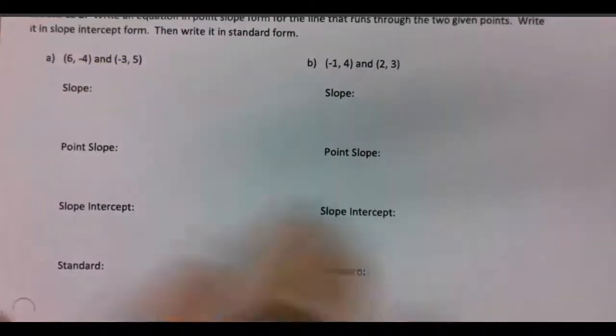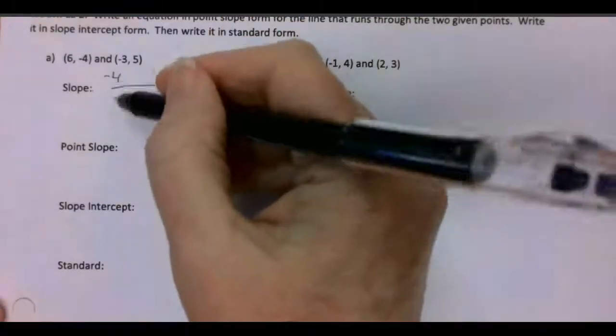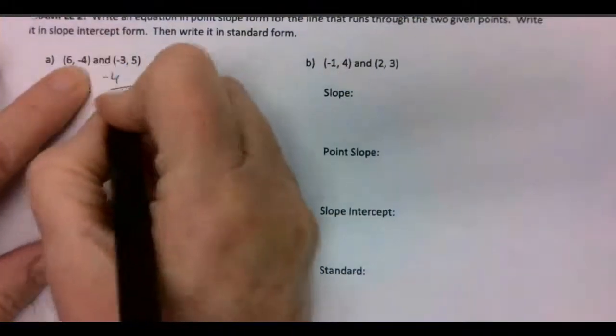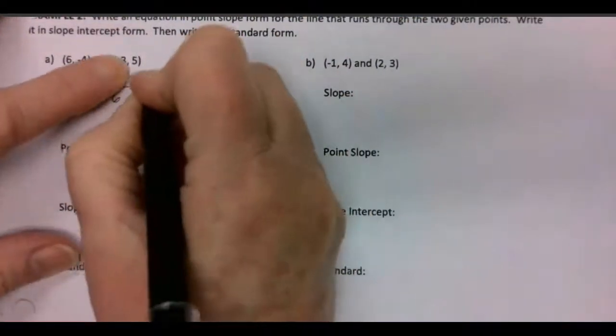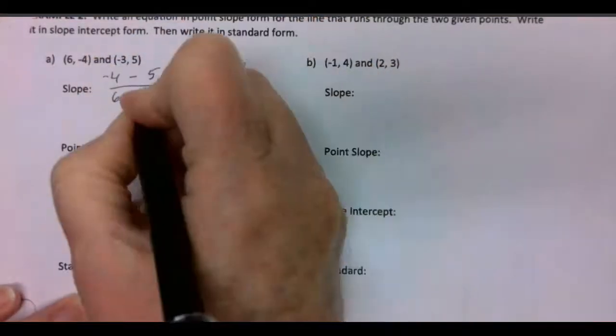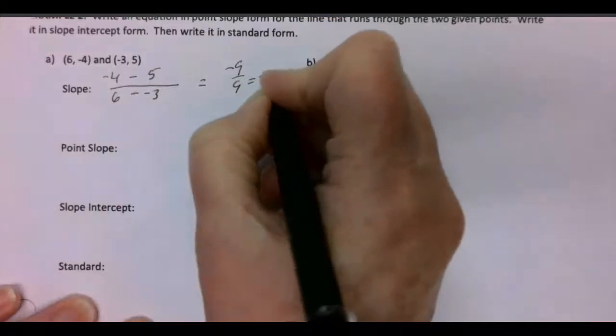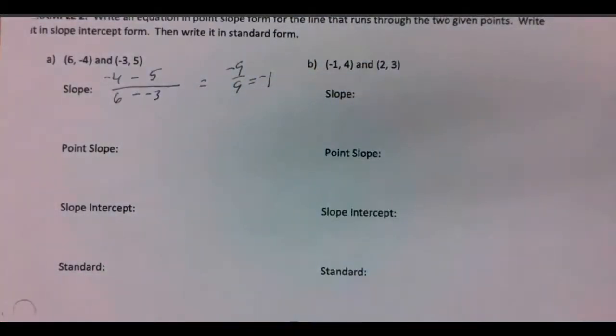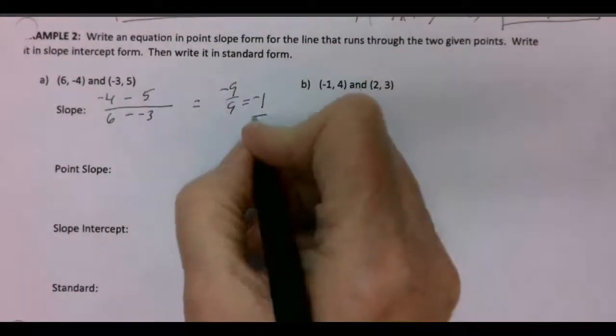So pause yours right now. Find slope. To find slope, you subtract y over x. So I'm going to take that first ordered pair, and subtract, put my y value, put my x value. And for slope, I get negative 9 over 9. Negative 1. Is that what y'all got? So now we have the slope.